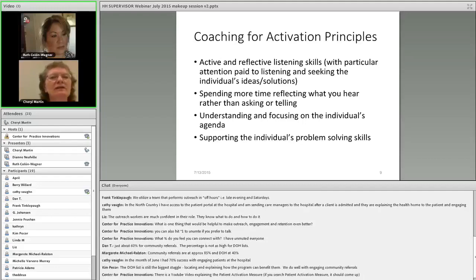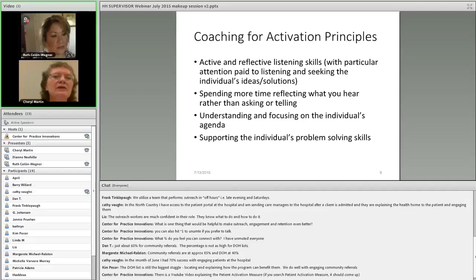So that active and reflective listening is particularly important. Spend more time reflecting what you hear rather than asking or telling. It's a different way of saying it, but whenever I work with folks on these kinds of conversations, it's much easier to fall into questioning again than it is to build some skills around reflecting.